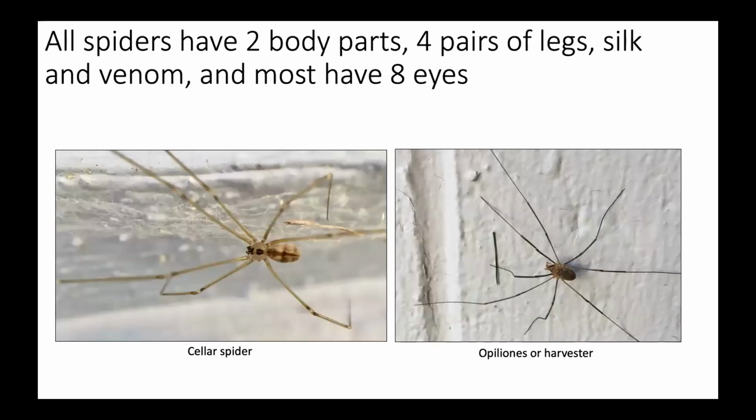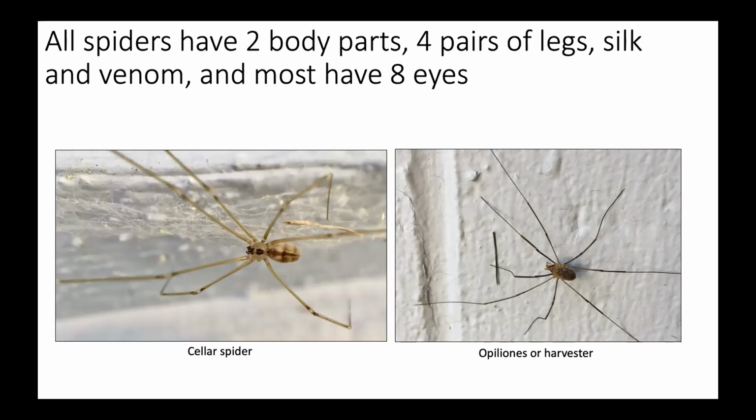But again, all spiders have 2 body parts, 4 pairs of legs, and all spiders have silk, and they also have venom. So when people ask if spiders are poisonous, they're not poisonous, they're venomous. But a lot of them aren't going to bite, and they may not be able to pierce your skin because they're so small, and they may not even inject venom. So they have venom, but they're not always going to be a problem, right? They're not going to be harmful. And most spiders have 8 eyes. And that is one way we do identify spiders, by their eye arrangement.